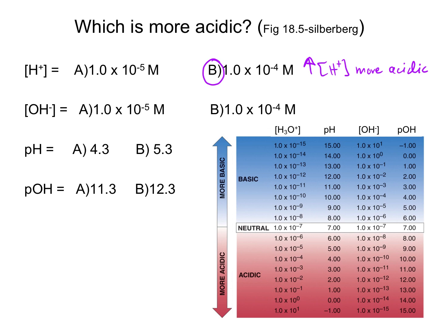Now, question 2 is the same. Which is more acidic? But this time, we're only given the OH minus concentration. So who's more acidic, beaker A or beaker B? And we have a large majority, also correct here, that A is more acidic, because a lower OH minus concentration means something is more acidic.